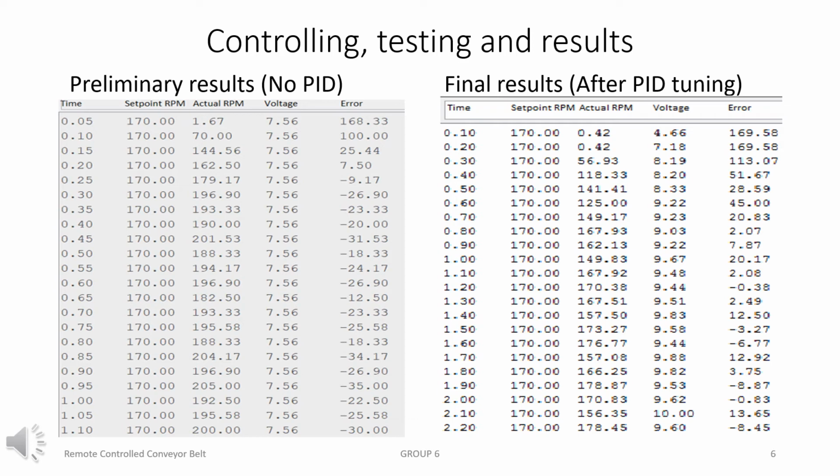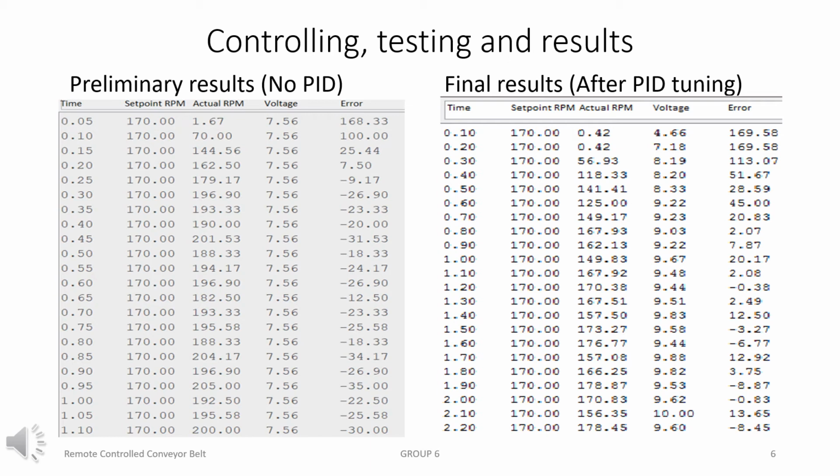The PID gain values were then obtained using a trial and error method of PID tuning, where the gain values were adjusted until a desirable settling time, overshoot, and error was achieved. The results after PID tuning are shown on the right. The error has been greatly reduced compared to when there was no PID control, as shown by comparing the fifth columns of the preliminary results and final results. Settling time and overshoot were also appropriately low.